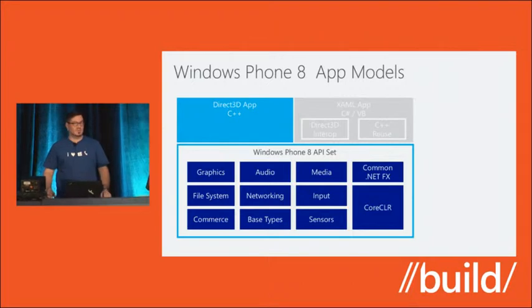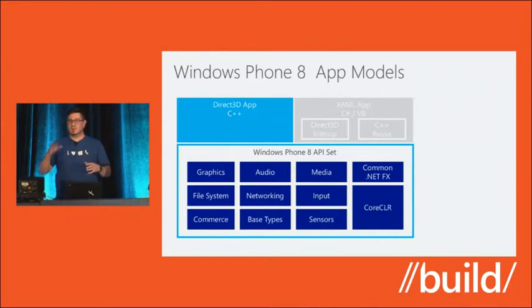Of course, you can also interop into Direct 3D. We're not really going to talk about that, but you can pretty much carve up a big hole in your XAML surface and render Direct 3D into that. And of course, XAML apps can use all the great APIs on the phone.